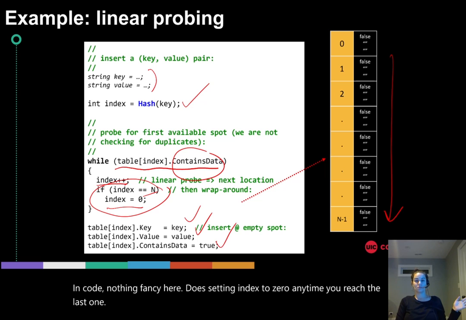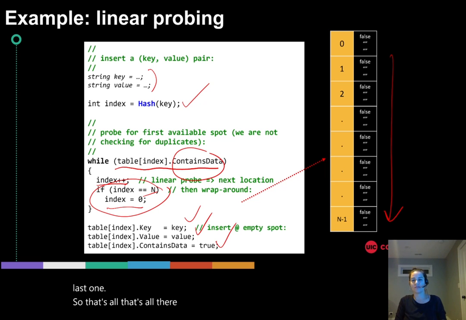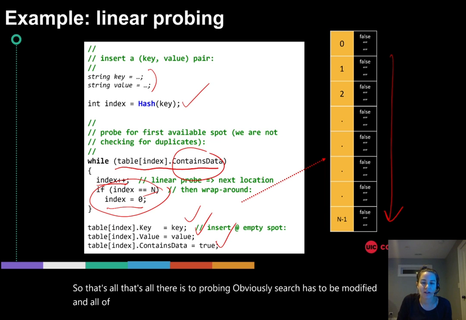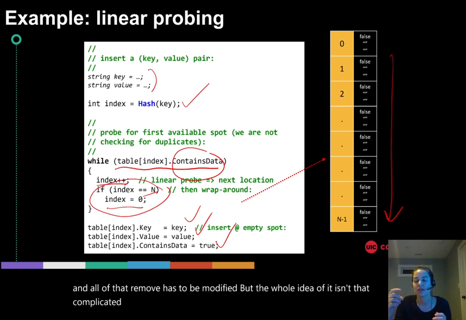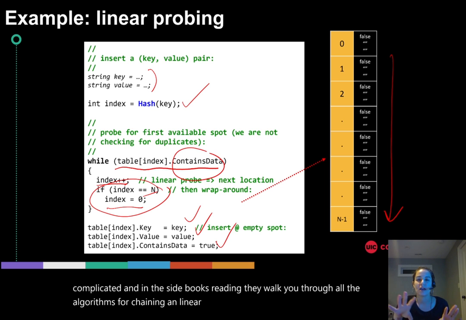So that's all there is to probing. Obviously, the search has to be modified and remove has to be modified, but the whole idea of it isn't that complicated. In the Zybook's reading, they walk you through all the algorithms for chaining and linear probing. But from the big picture standpoint, that's all there is to it.